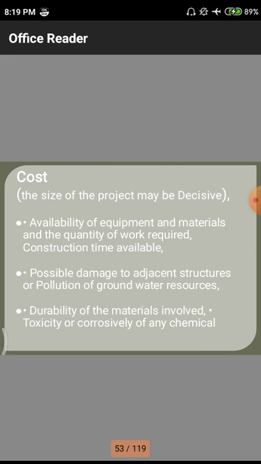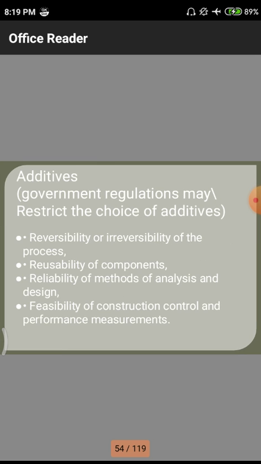Next one is the toxicity and corrosivity of any chemical. Toxicity is related to the water and other binding materials which are used in the construction, and corrosivity and other chemicals are related to the steel and other materials which are used in the construction.